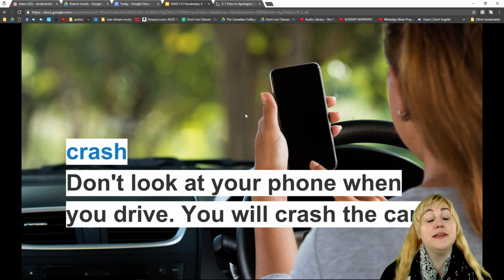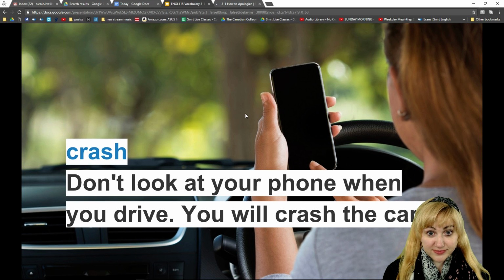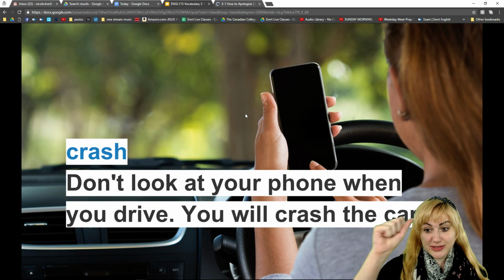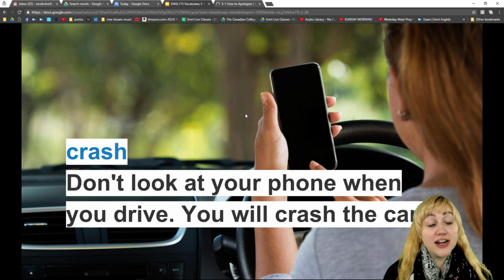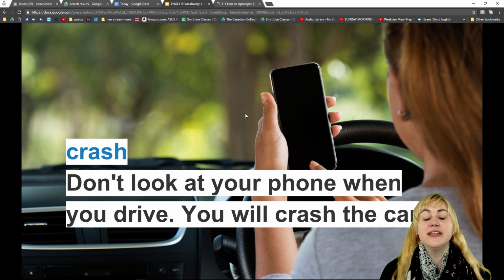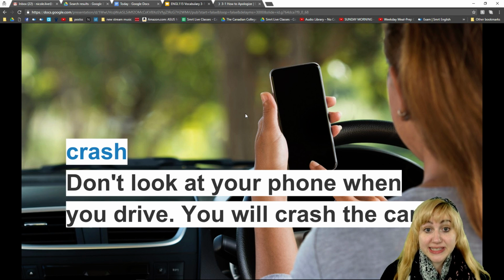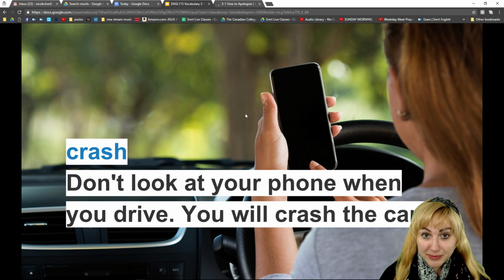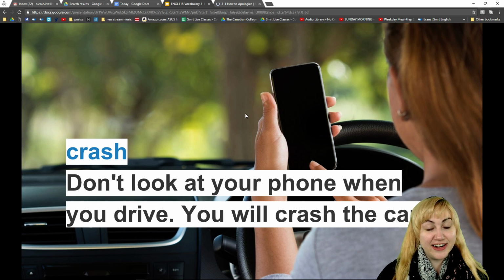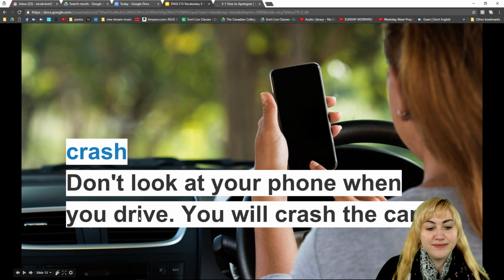So crash can be a noun or a verb. Usually it's a verb. And this is a verb that's similar to the word accident. So crash is when two things hit together like this. So cars can crash. Or if you know the musical instrument cymbals, we crash cymbals. So crash means hit together. Our example sentence says, don't look at your phone when you drive. You will crash the car. That's good advice.